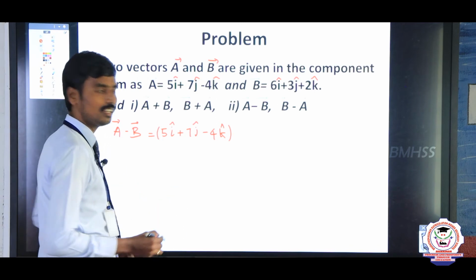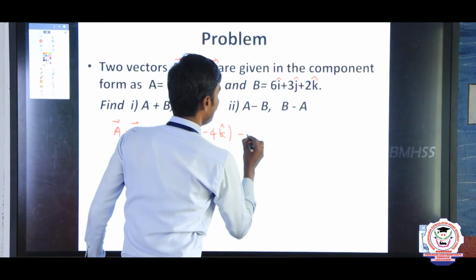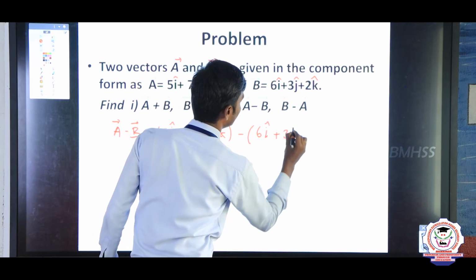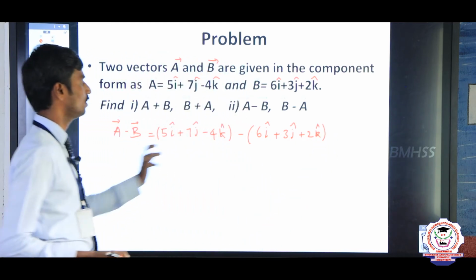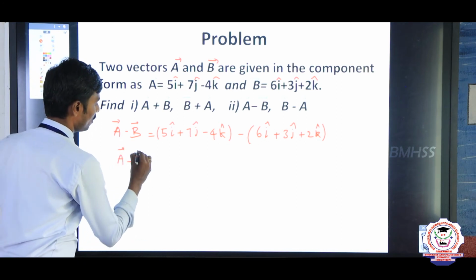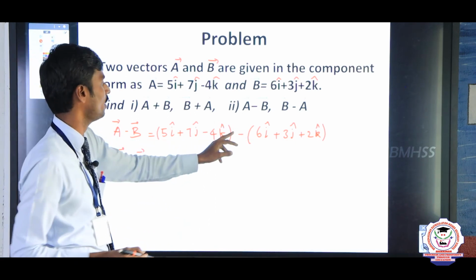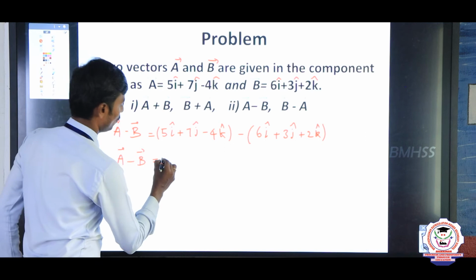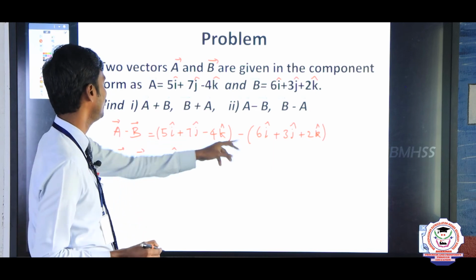Okay, B vector, what is the B vector? See here, minus, because here minus only, A minus B. Okay, A minus B means here B vector 6 i cap plus 3 j cap plus 2 k cap. So A minus B vector equal to A vector minus B vector equal to 5 minus 6. That means minus into minus means, okay, minus 6 here, plus 5. What is the value? Remaining minus i cap. So here minus i cap.